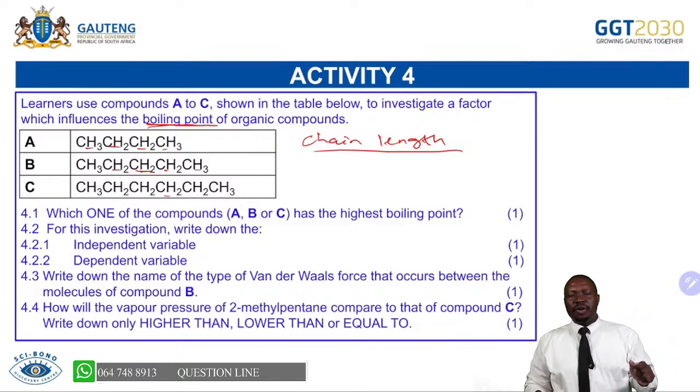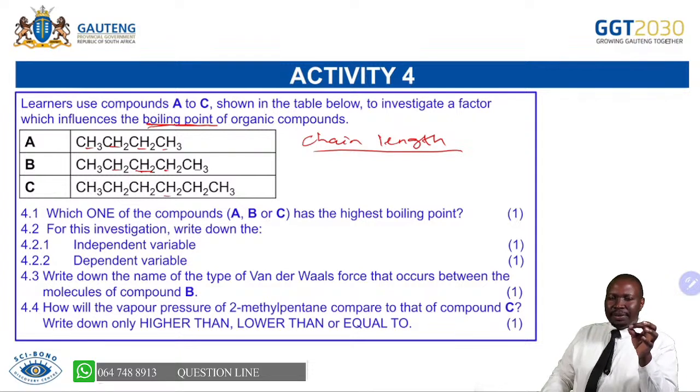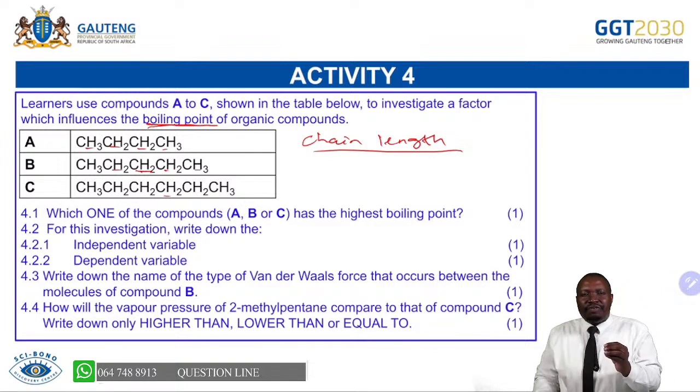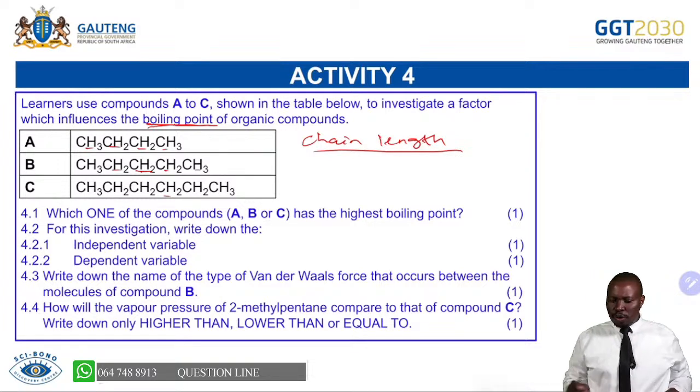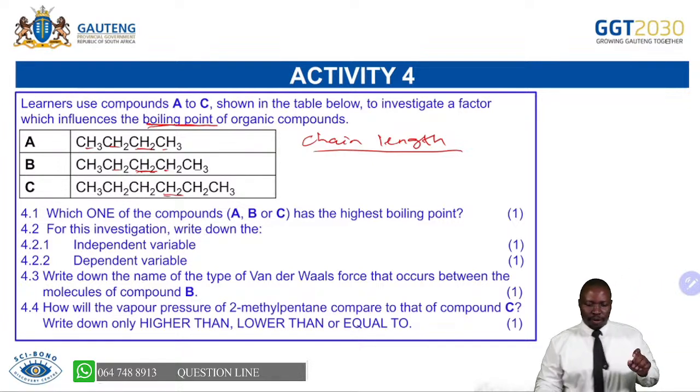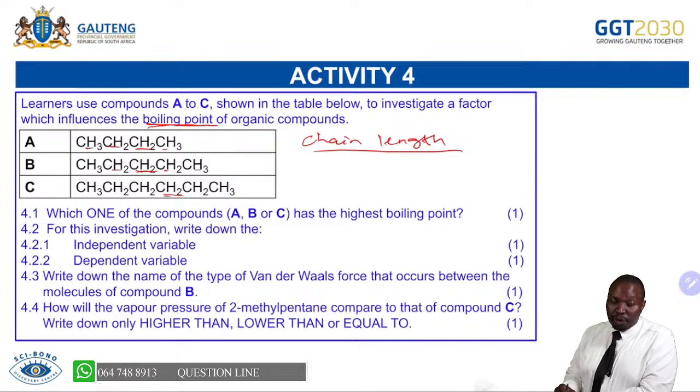Remember, the definition of homologous series says these organic molecules are described by the same general formula, or each member differs from the next by CH2. So you can see this one differs from the next by CH2, and this one differs from the next by CH2. So you're able to see that we're increasing the chain length. Now, without wasting time, let's move.